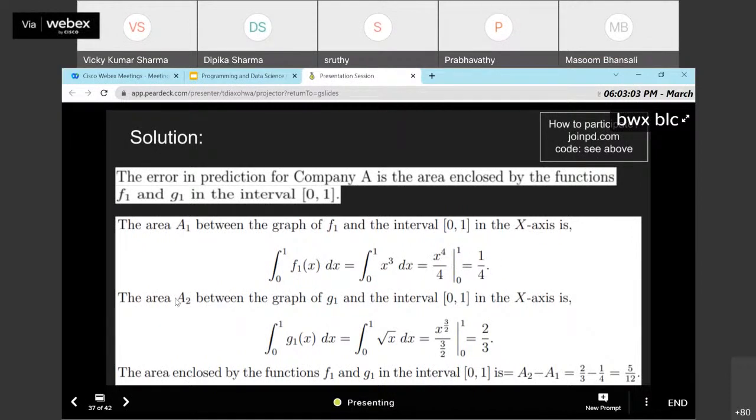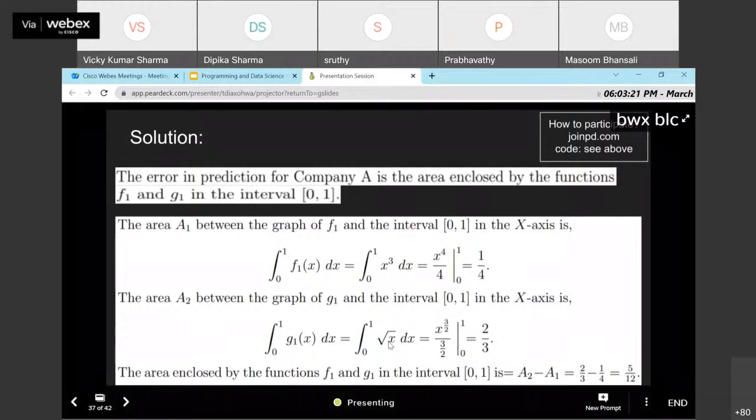Similarly, your area A2 is nothing but G1. Not from the graph, but from the data that was given, G1 of x is nothing but root of x. So when you integrate that, so it's good.